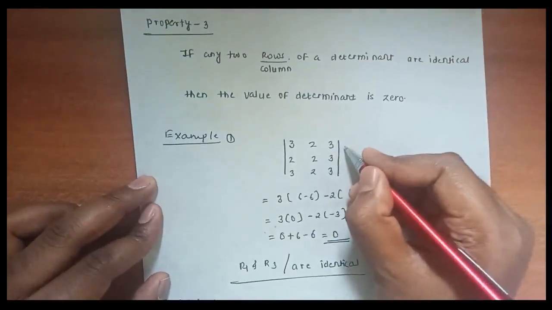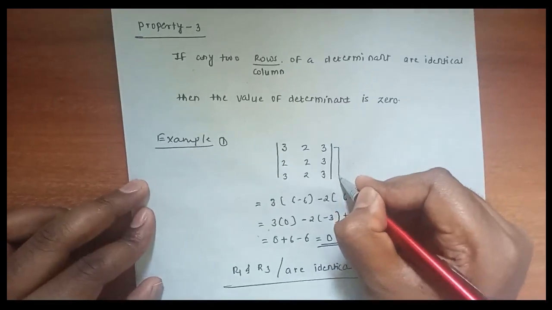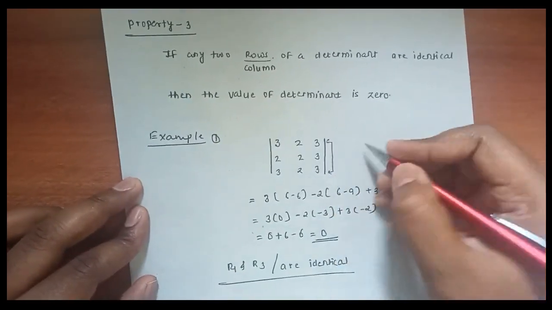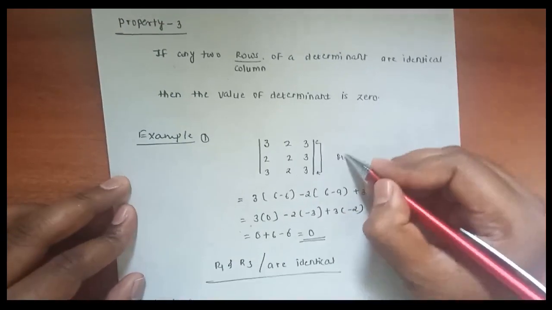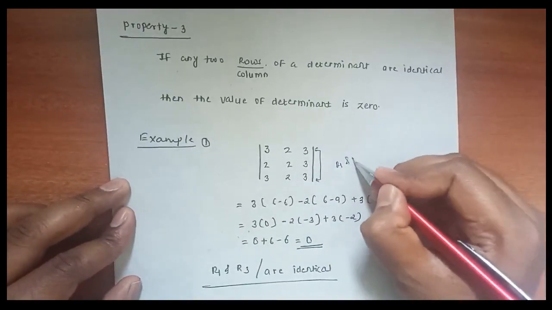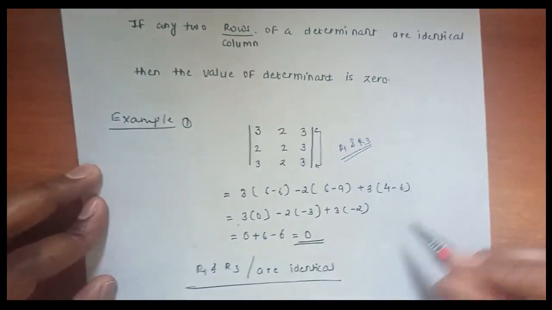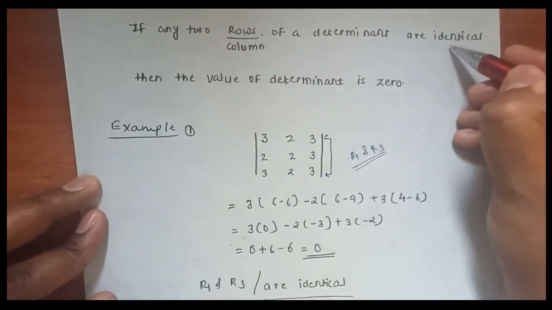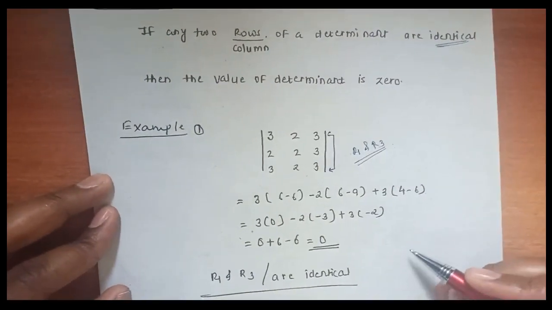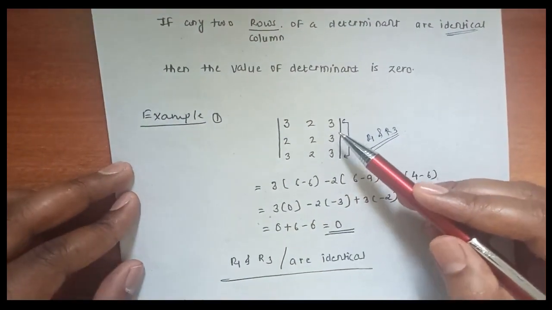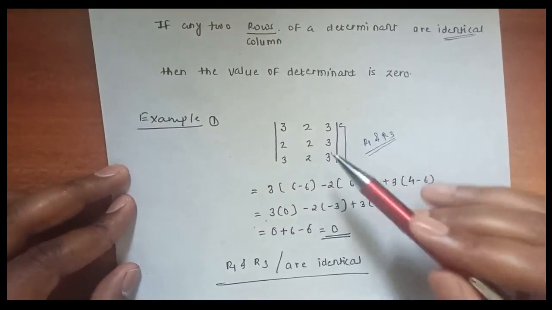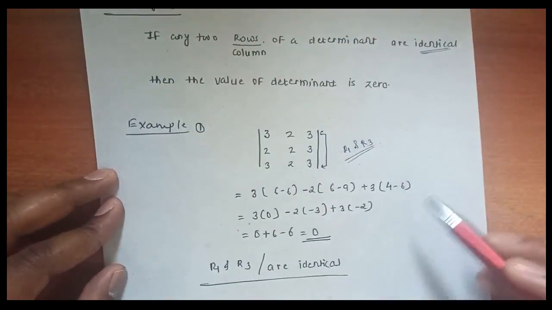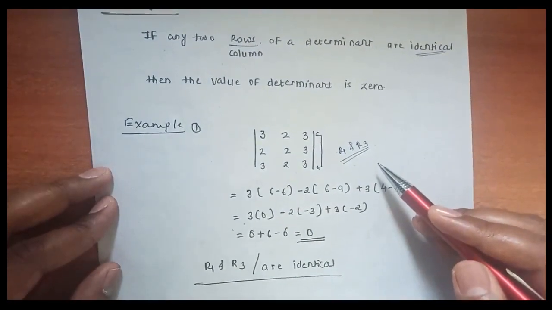Now in this determinant, your R1 and R3 are identical. Identical means same. So in case you are given a determinant and any two rows are identical, no need to solve, the answer of the determinant is directly 0.